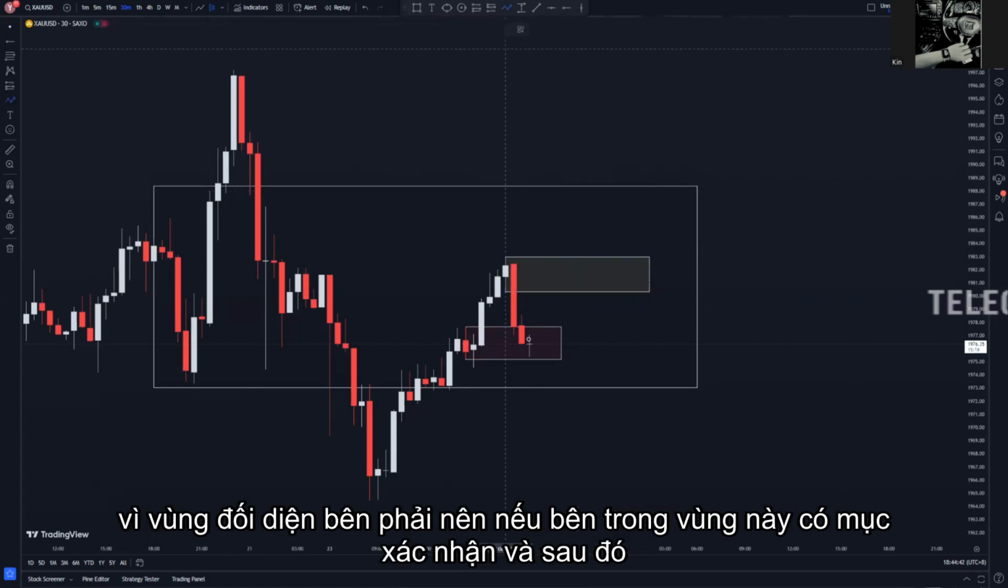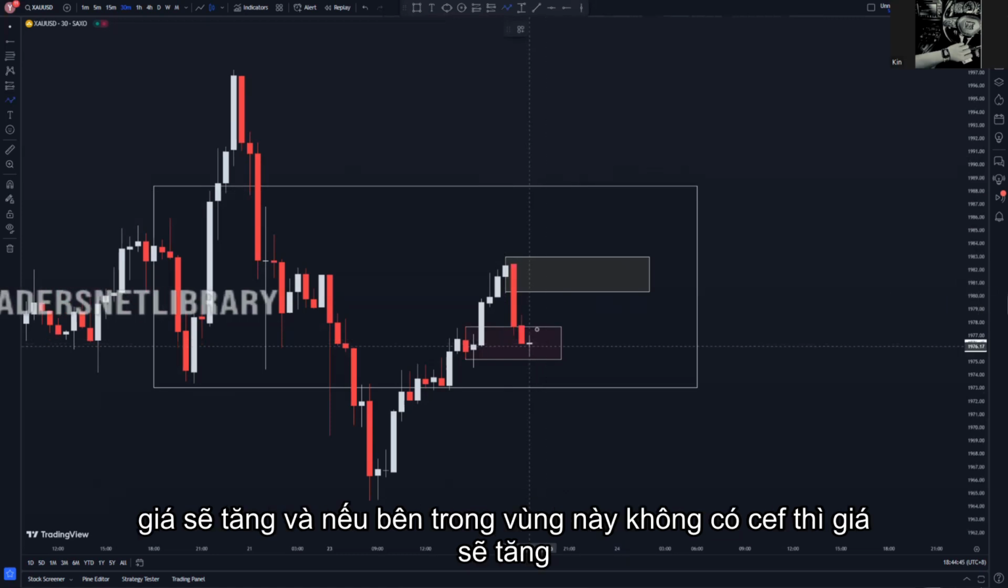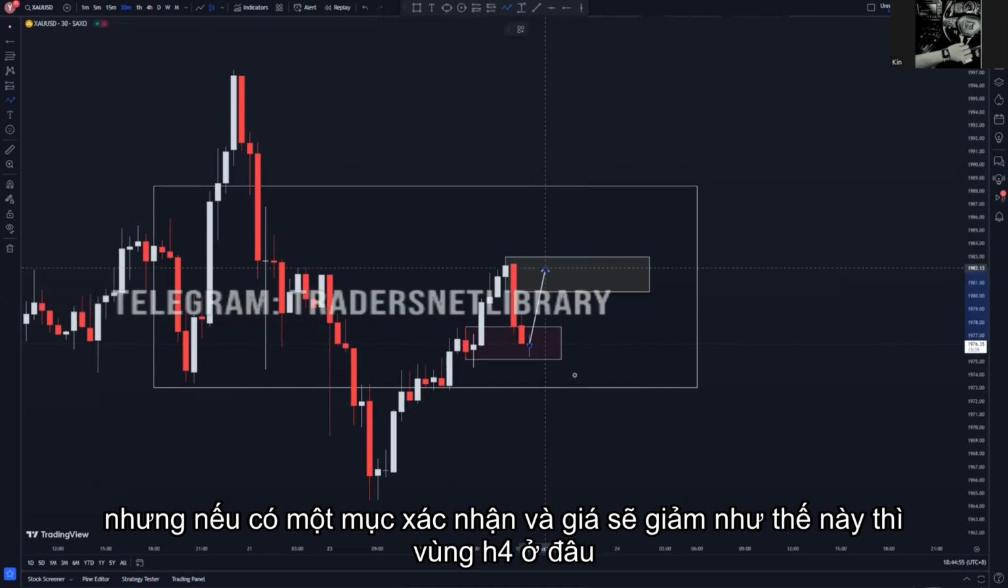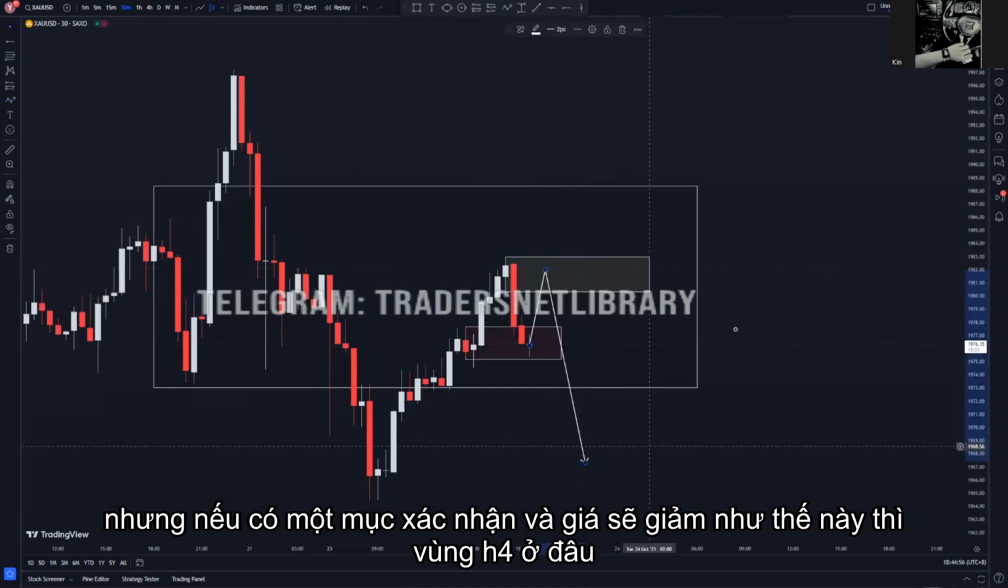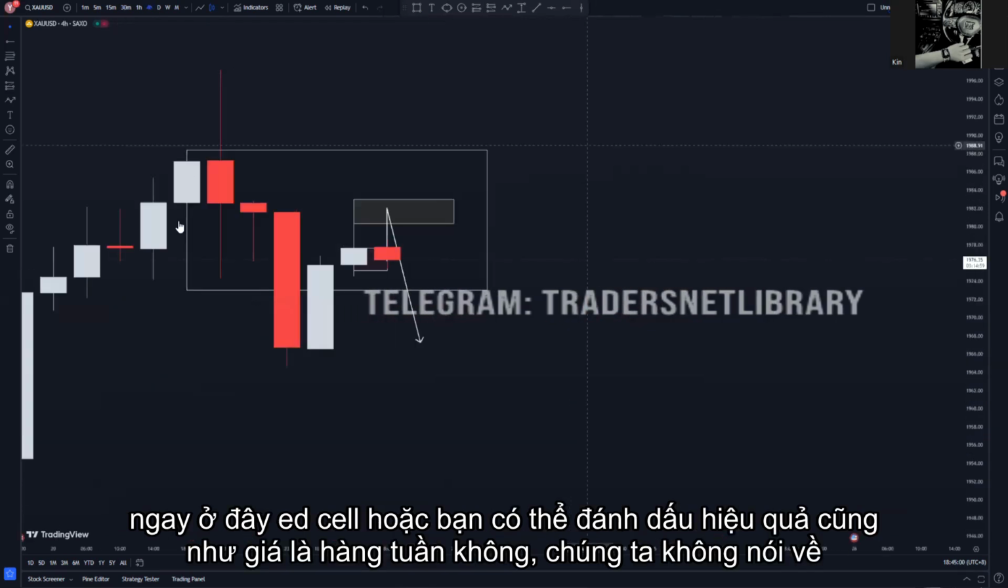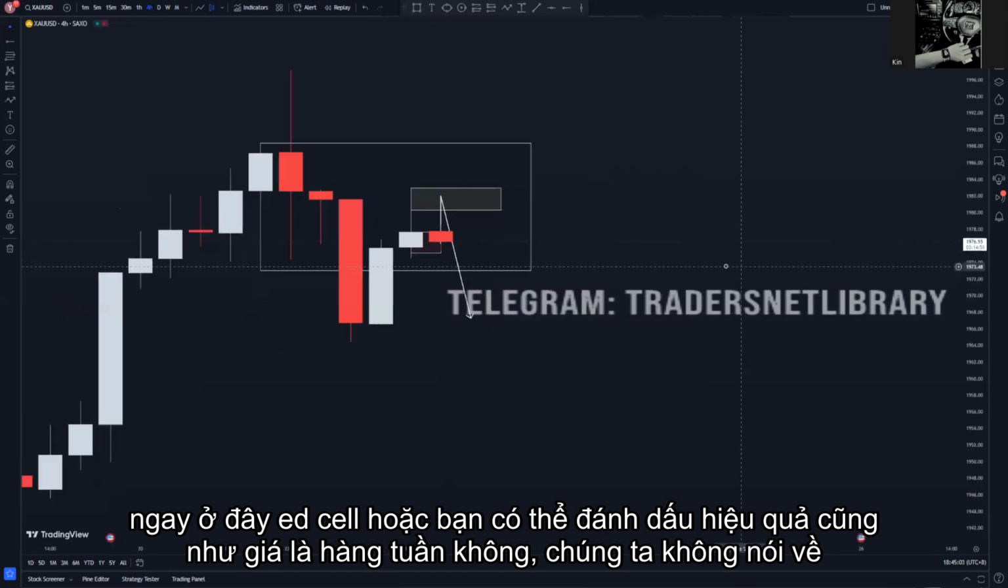If inside of this one there is a confirmation entry, then the price is going to go up. And if inside of this zone there is no CE, yes, the price is going to go up. But if there is a confirmation entry, then the price is going to go down like this. Where is the H4 zone? Right over here, ED cell, or you can mark the EF as well.